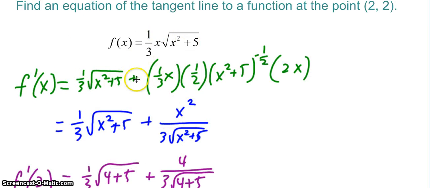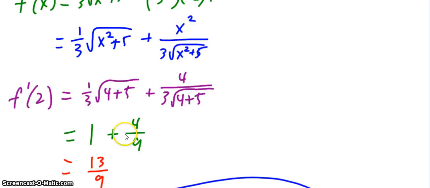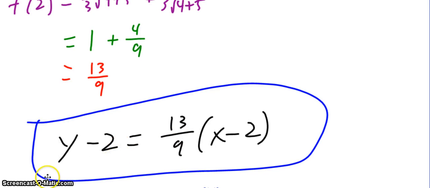How did we get that? Product rule and chain rule. And then we're going to plug in 2 for x to find our slope, which is 13/9, and we had the point of 2, 2, so we didn't need to find a y value. There we go.